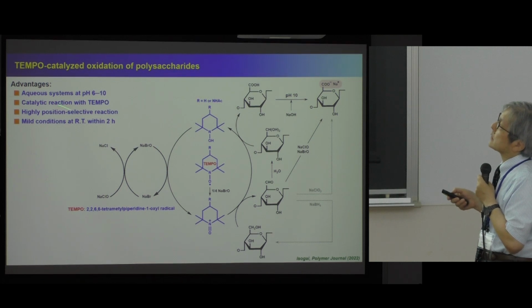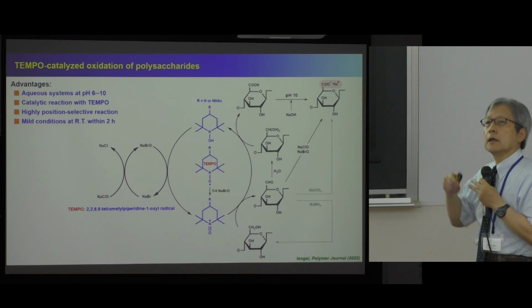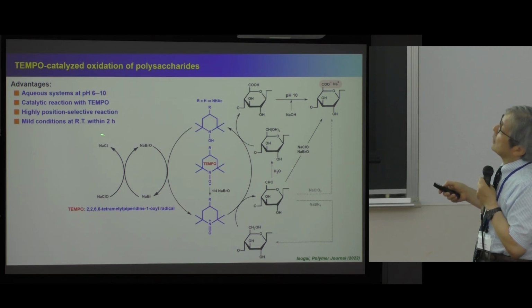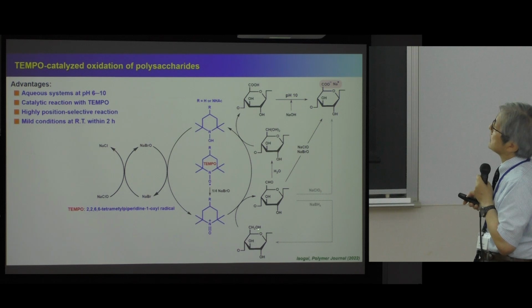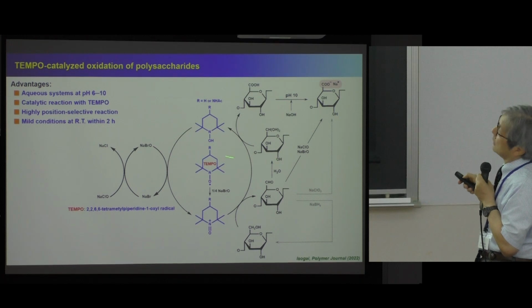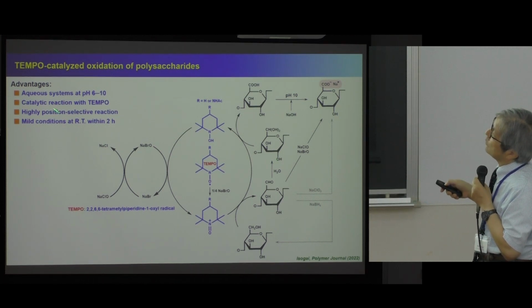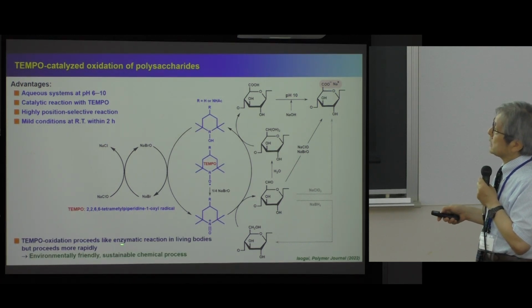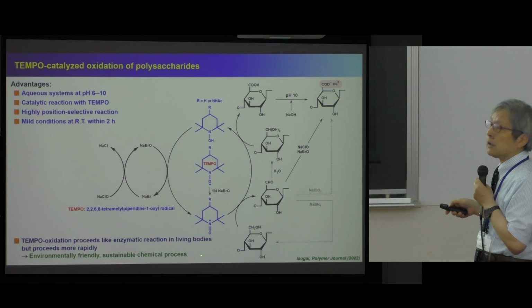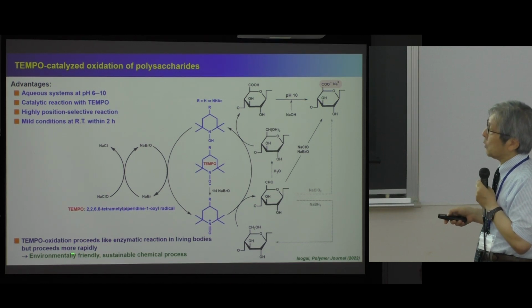And I found this very advantageous point, completely different from my PhD work. It means you need not use an organic solvent system, just an aqueous system, with catalytic, small amounts, and highly regioselective at the C6 primary hydroxyl groups without any oxidation of secondary hydroxyl groups, and mild, at room temperature within 2 hours. So the TEMPO-mediated oxidation proceeds like an enzymatic reaction in our living bodies, but proceeds more rapidly.